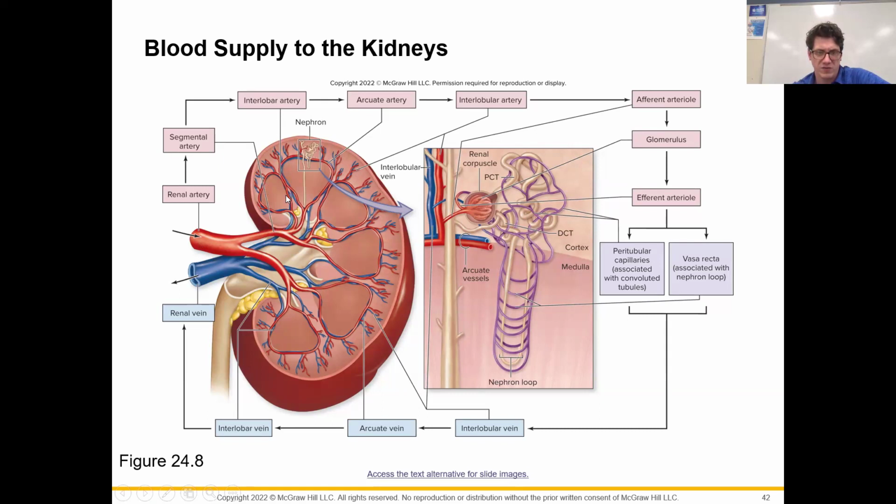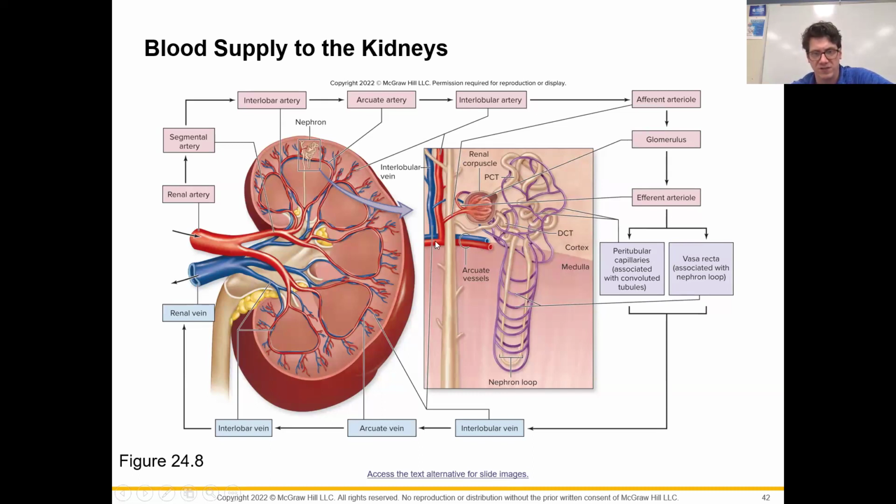So that blood's going to basically pass around one of those renal pyramids and start to get close to the cortex. Once we enter the cortex or we start running along the top of one of those renal pyramids, we're going to call it the arcuate artery, okay? Now, when those branch and actually get all the way out here into the cortex, we're then going to call those the interlobular arteries.